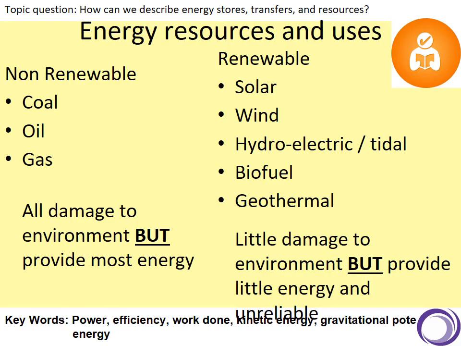So now we're going to look at energy resources and uses. Here, this can be split into two columns. So you've got your non-renewable and your renewable. Your non-renewable resources are sometimes what we call finite resources. They are going to run out. Your renewable resources are sources that are not going to run out. So for example, for non-renewable, we've got coal, oil and gas. And then for your renewable, you've got a list there: solar, wind, hydroelectric, biofuel and geothermal.